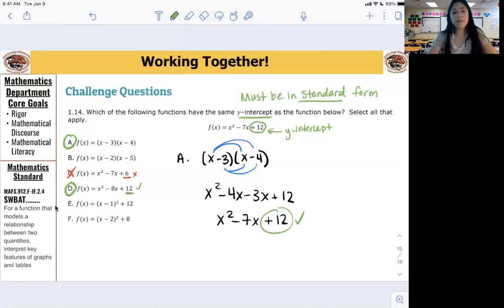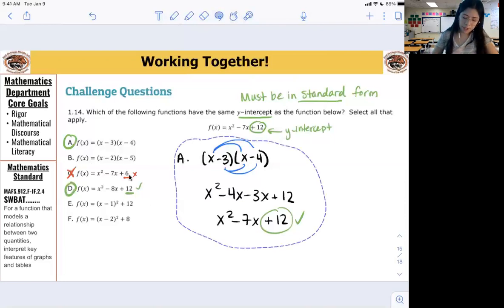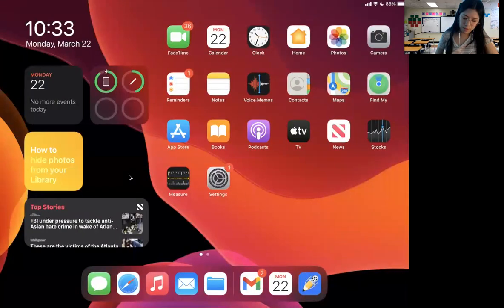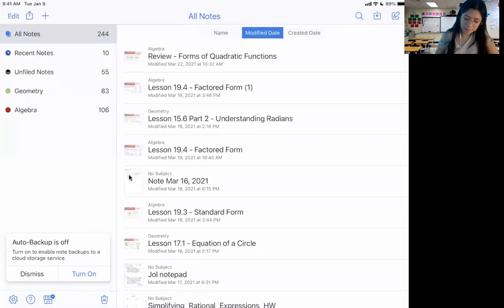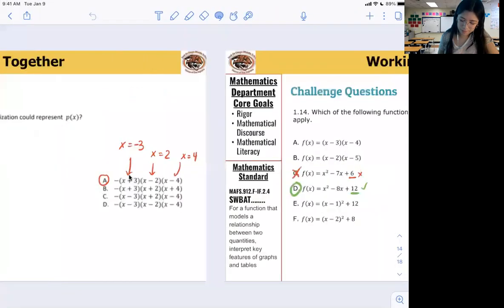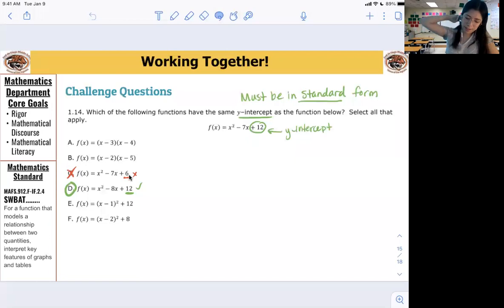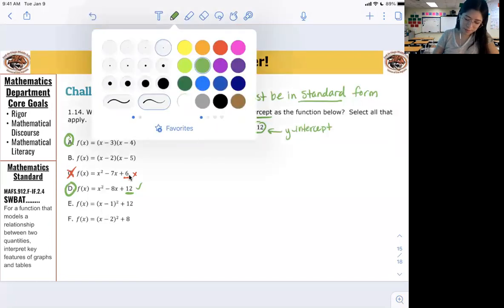So A is good. B, however, it could be correct, but we got to check. I'm going to leave. Oh, no. I swear, this happens at least once a day. It just quits on me. Oh, no, it deleted everything. Okay. Well, we know A is good. Let's check out B.